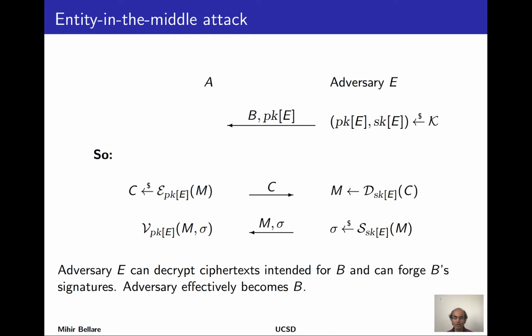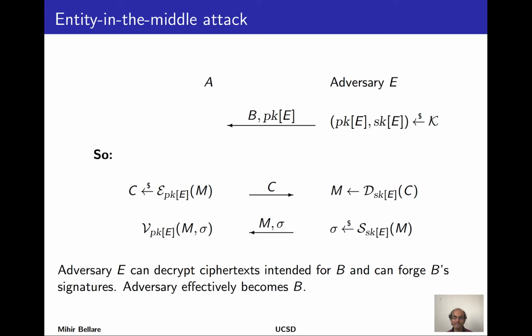A has no guarantee that it's actually B, the correct identity claimed in the flow, who is associated to the public key that's placed there. So in particular, there's something called the entity in the middle attack, where the adversary E simply steps in between A and B. In fact, B doesn't even appear in this picture. The adversary simply runs the key generation algorithm. It can do that. The algorithm is completely public, and it gets keys. Of course, these are not the same as B's keys. They're completely different. They're the adversary's keys.